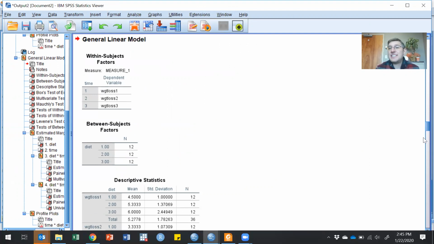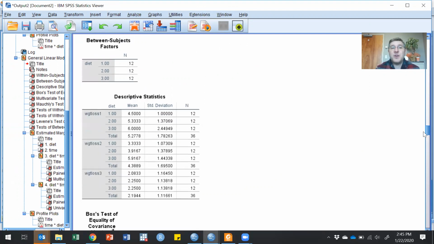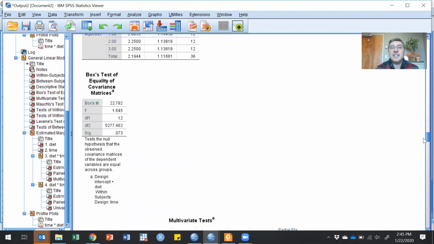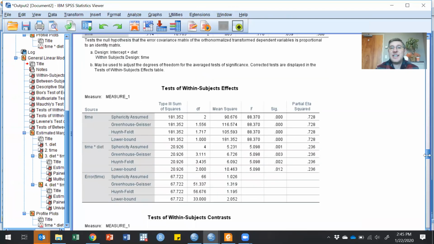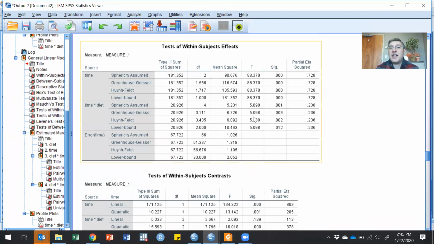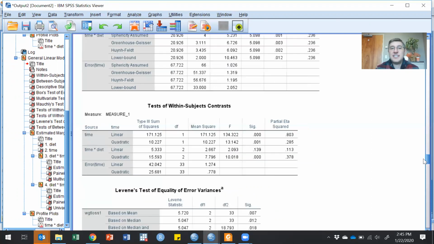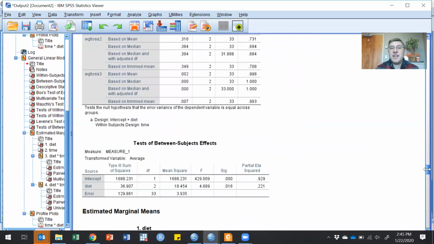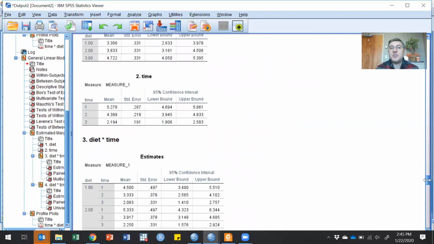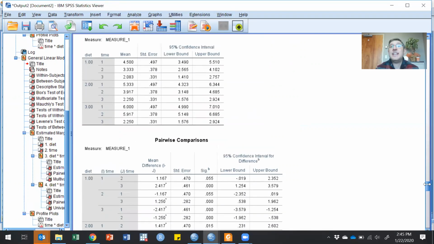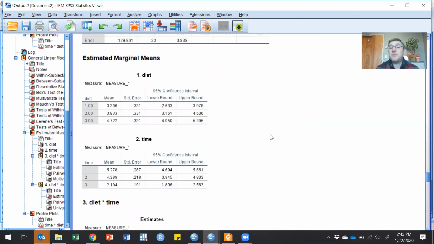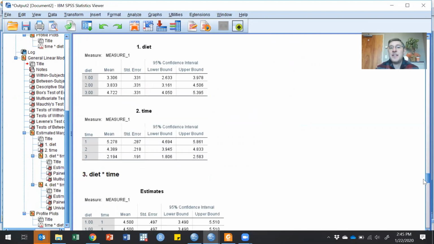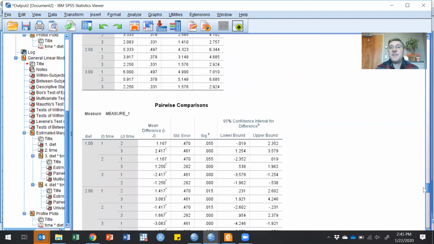So most of the syntax here is the same that we had before. There's our descriptive statistics, the Box's test, the sphericity test. Here's our interaction effect, it's still on there. There's the equality of variance test. Here are our marginal means, so your estimated marginal means, your main effect means for diet and time, and the cell means for the interaction effect.